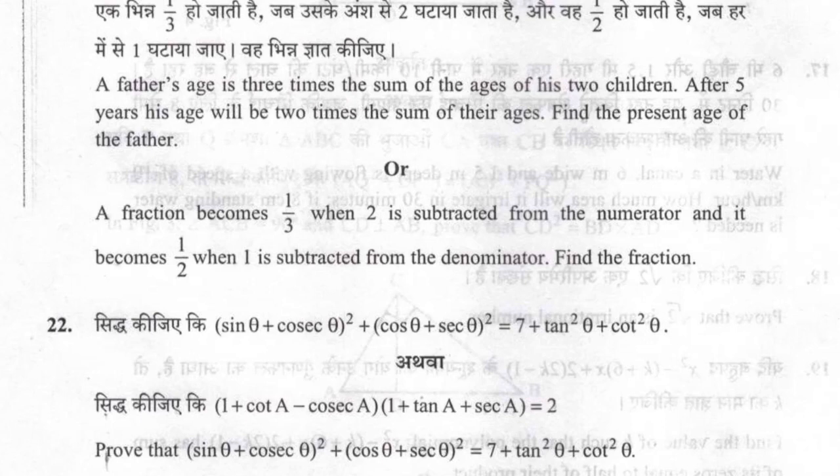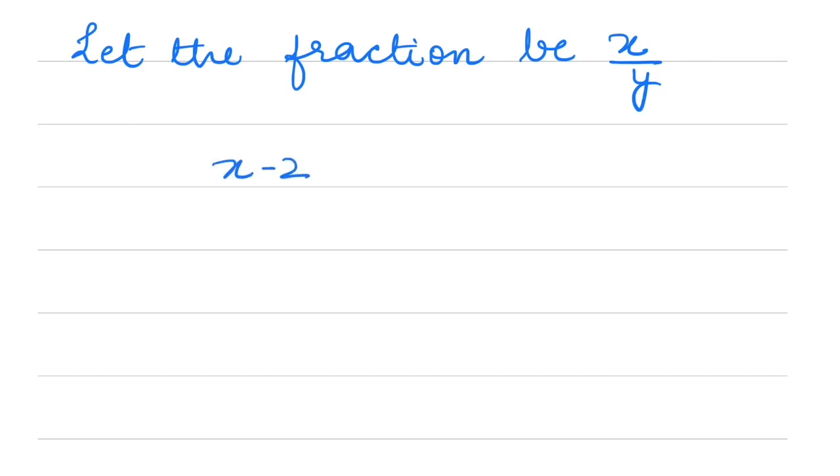There is an OR question in 21st which says a fraction becomes 1/3 when 2 is subtracted from the numerator and it becomes half when 1 is subtracted from the denominator. We need to find the fraction. Let the fraction be x by y. If 2 is subtracted from the numerator, so x minus 2 by y, it becomes 1 by 3.